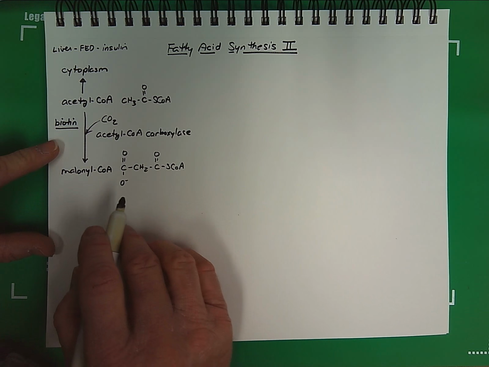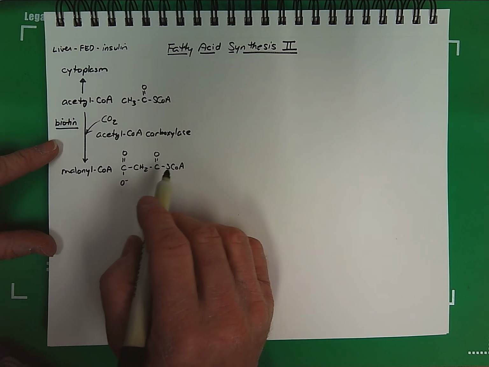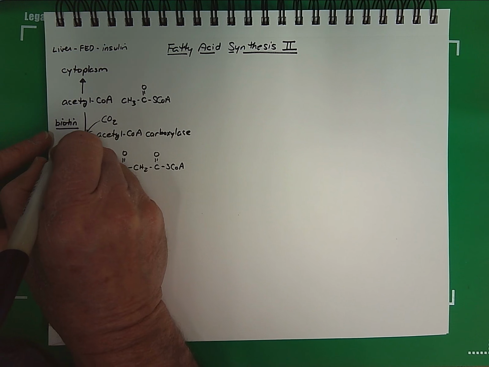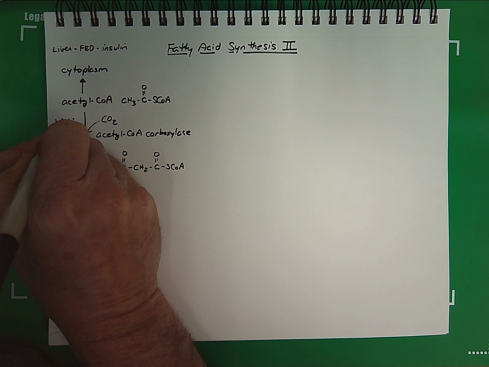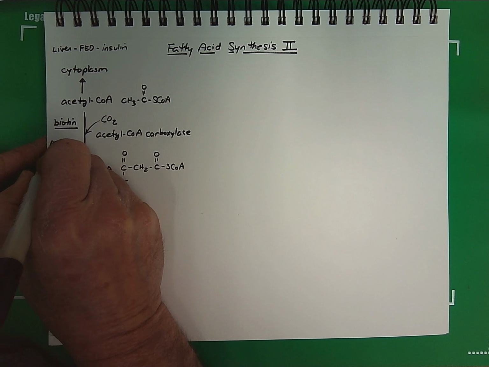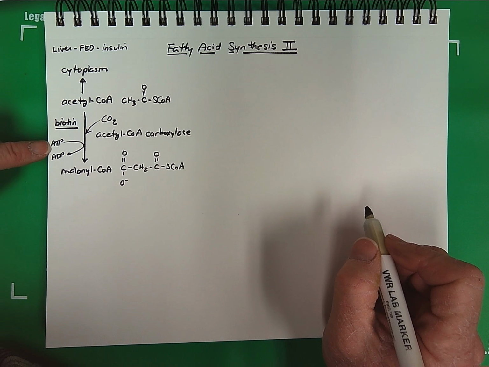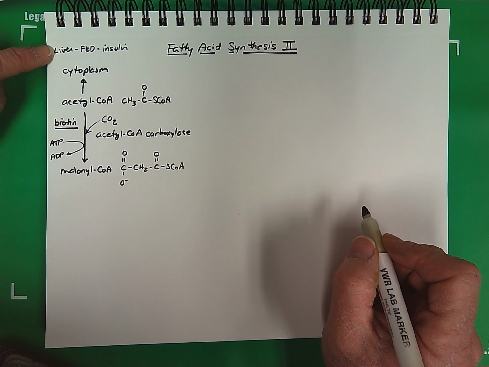Now also recall that this is a high energy bond. This is going to be taking energy to do this reaction, and so we are going to be using ATP in this reaction. Of course, we can afford to use ATP because we are in a fed anabolic state.